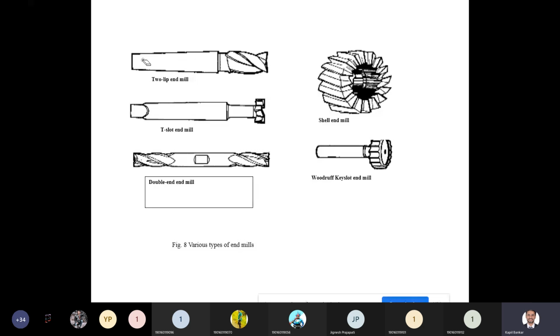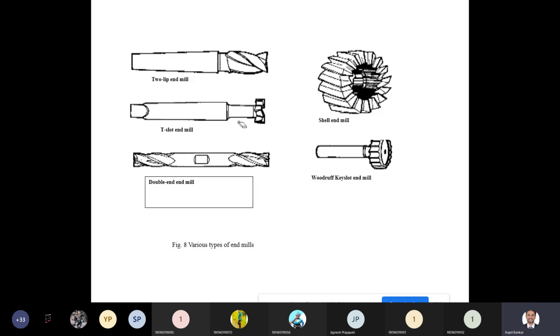This is called the shank. Sometimes it is a straight shank, and sometimes it is a tapered shank. Suppose here, see, this is a straight shank. This is a straight shank in the Woodruff key slot end mill. This is an end mill, this is an end mill, but in this end mill a straight shank is there, and here a tapered shank is there. Clear?